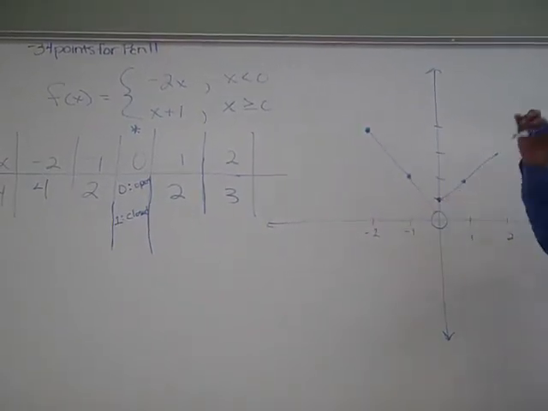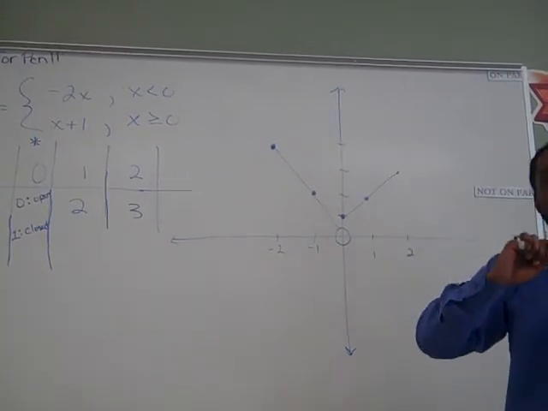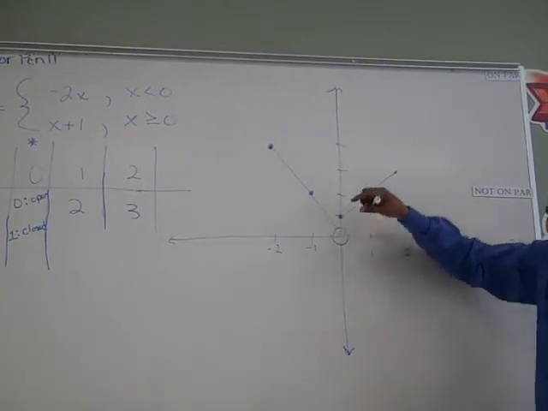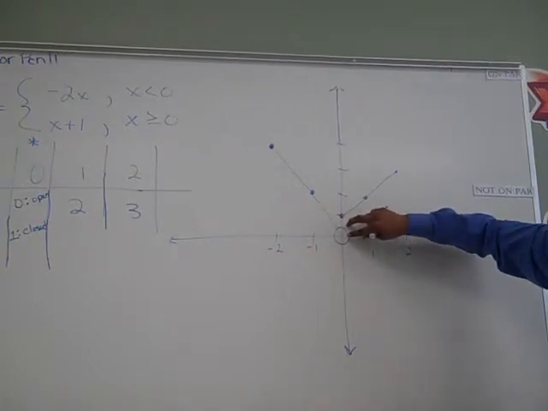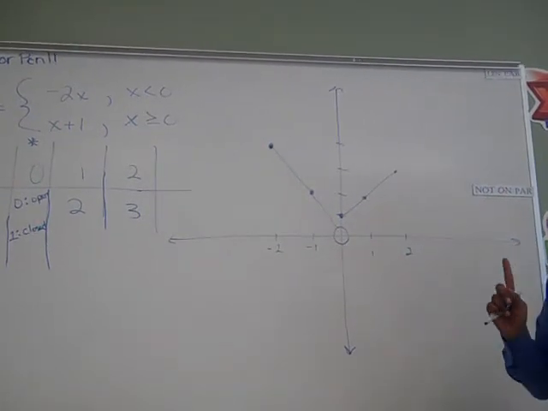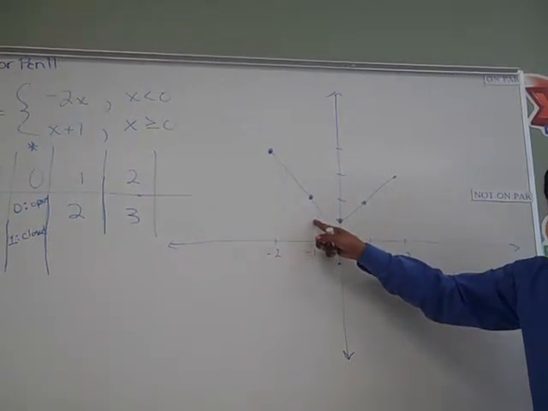This closed circle means is what? Touching it. Okay? So, let me say this again. At your boundary point, you're going to have 2 values. One has to be open, one has to be closed. Do you understand? Okay? Also, I will take off points if this line crosses over into this area.